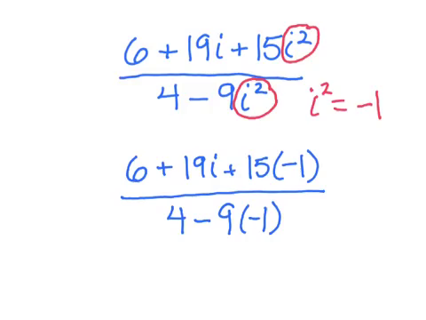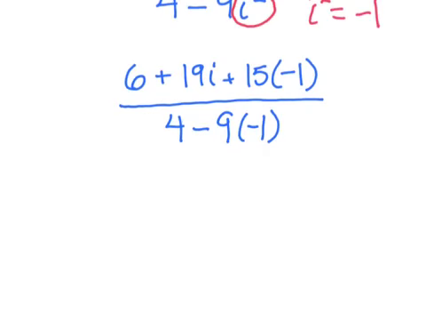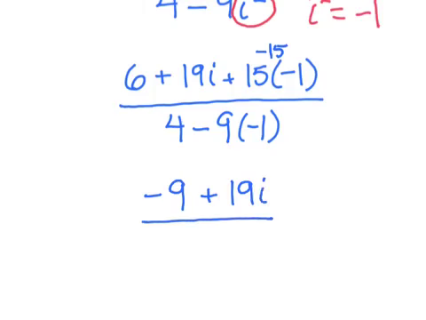Now that we have more like terms, we can go ahead and simplify those. You notice we have the constant terms in both the top and the bottom, the real part of each of these complex numbers. And we are going to have 6 plus, here 15 times -1 is going to give me -15 when we simplify. So 6 minus 15 is -9 plus 19i. In the bottom, we're going to have negative 9 times negative 1, which is going to give me plus 9. 4 plus 9 is 13.